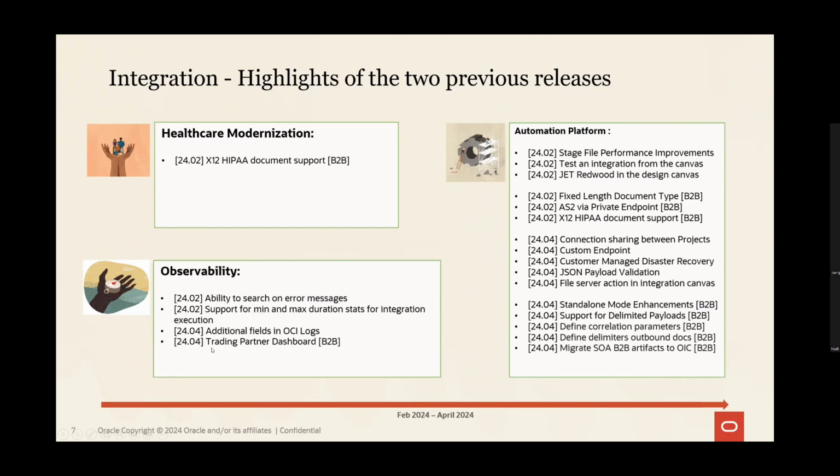Other interesting things in respect of observability, which is my particular area of interest, is support for min-max duration stats for integration execution. Now, we are putting more and more salient data into the observability in OIC3. And the whole goal here is to make it easier for you to identify, say, potential bottlenecks, and if issues do occur, to find out quickly where those issues have occurred, and hopefully then you can take the corrective action.